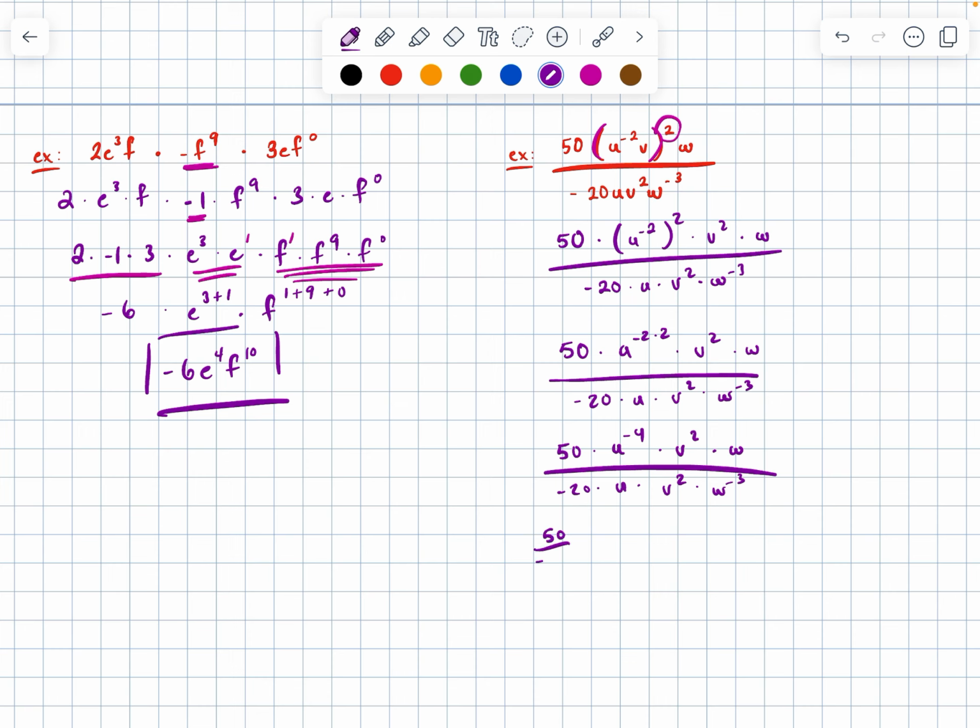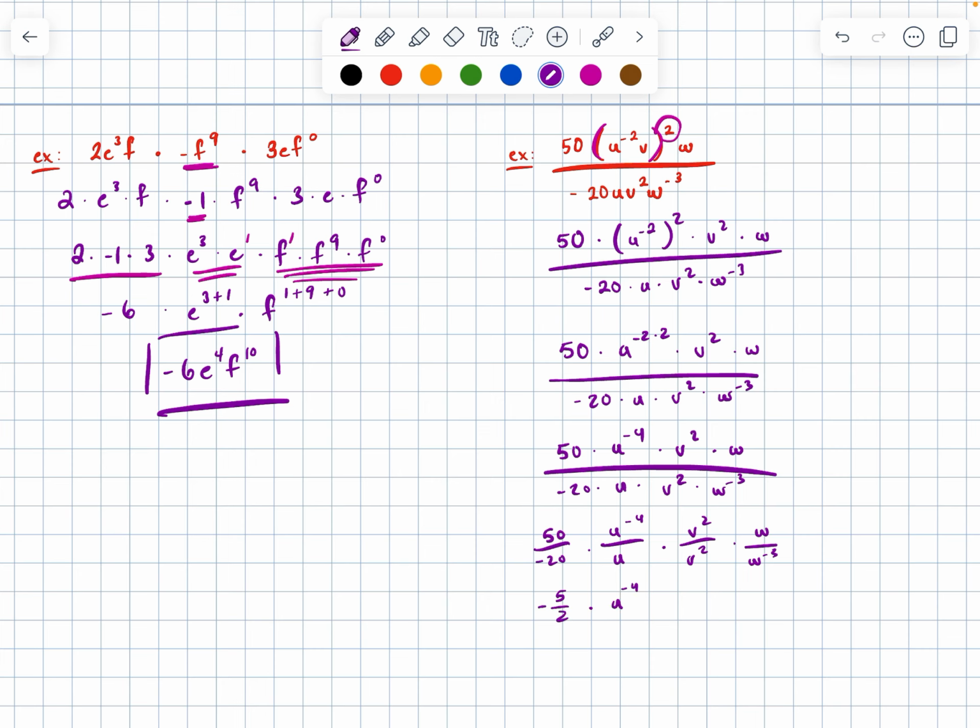I'm going to make a number chunk, so I've got 50 divided by -20. I'm going to make a u chunk, so I've got u to the power of -4 over u. I'm going to make a v chunk, so I've got v to the power of 2 over v to the power of 2. And then I've got a w chunk, w over w to the power of -3. 50 over -20, I can divide both of those by 10. This becomes -5 over 2.